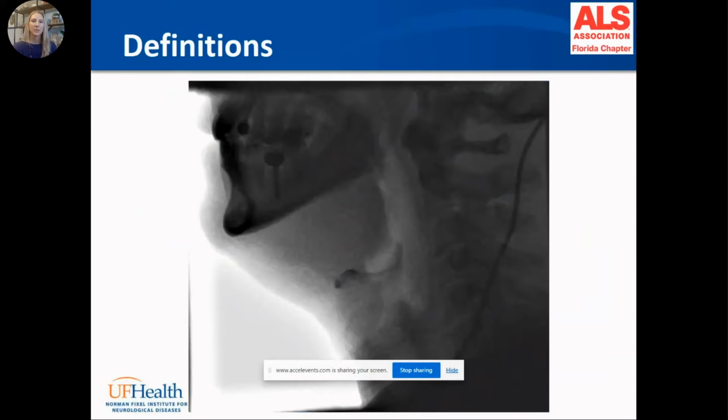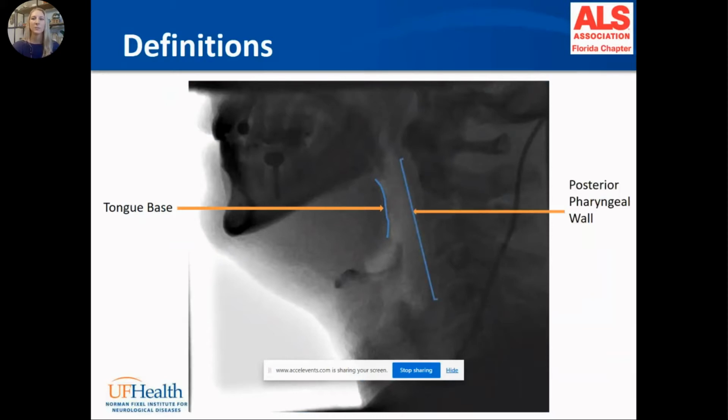So here are some definitions or parts of the swallow, based off of a modified barium swallow study, which I'll go into. Right here is the base of the tongue, and here is the posterior pharyngeal wall. Those are our 2 boundaries, front and back in the pharynx, in your throat. Here is the soft palate. During swallowing, the soft palate elevates against the back wall to try and prevent any material, food or liquid, from going up into the nasal cavity.